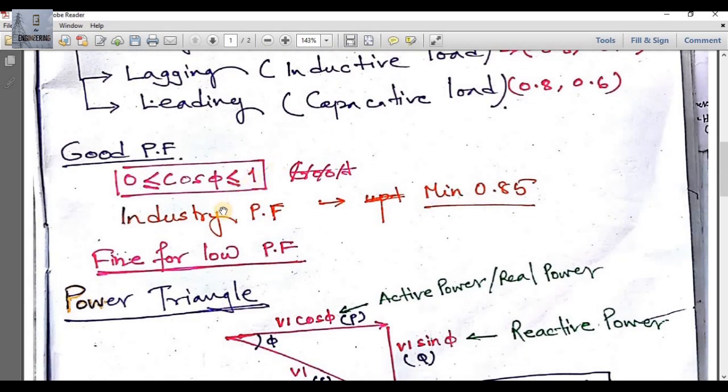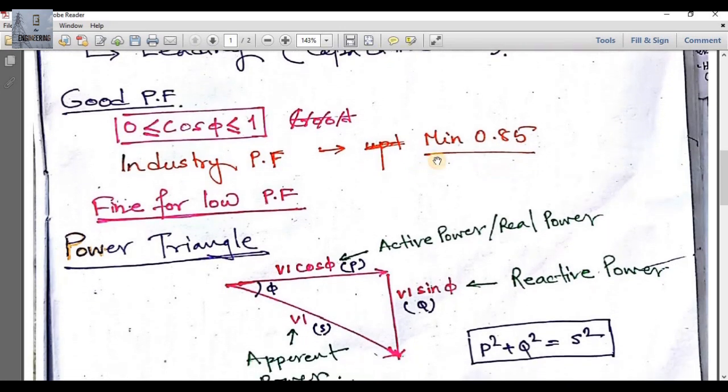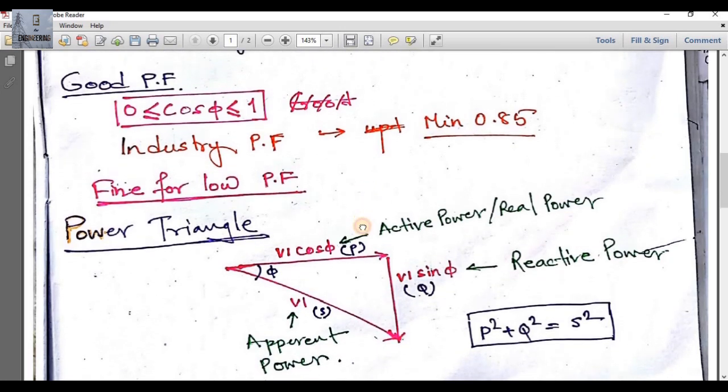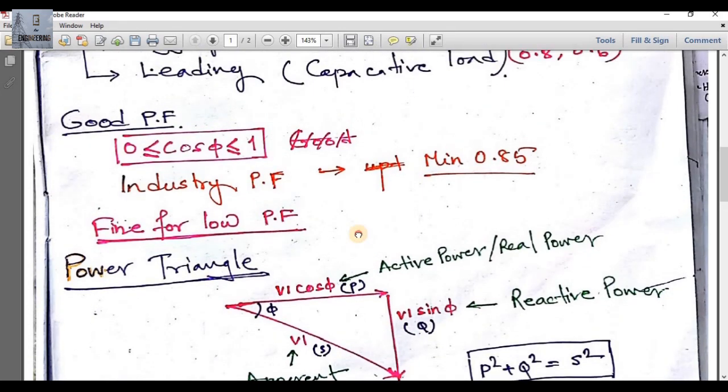Industries maintain a minimum power factor of 0.85. Below that they have to bear a large amount of fine. For that they use power factor improvement. That is the next topic for our next video.